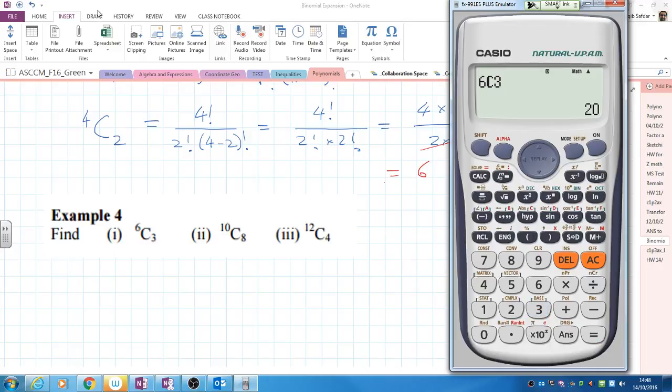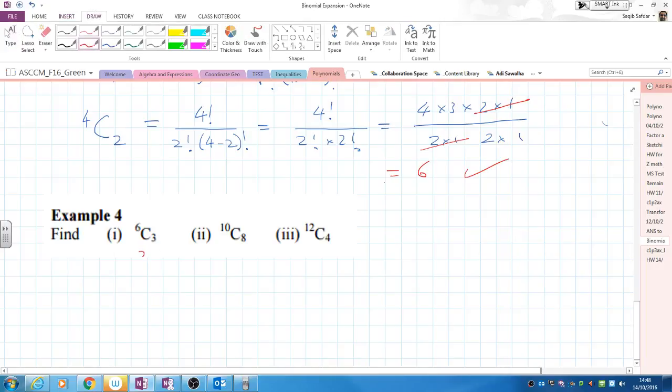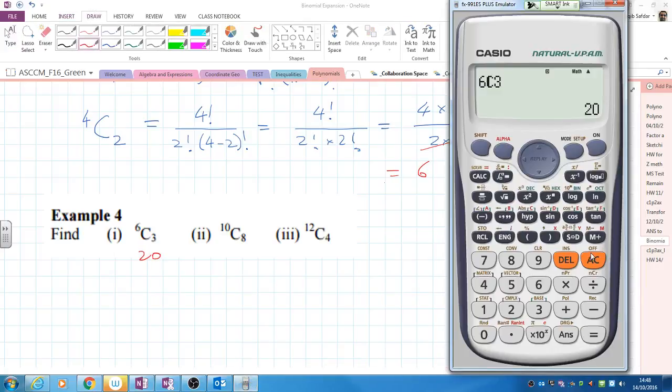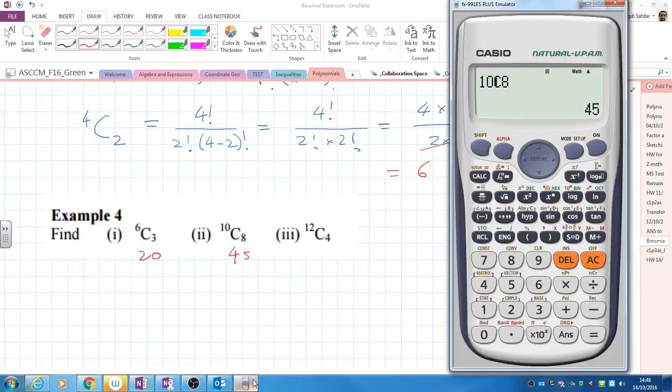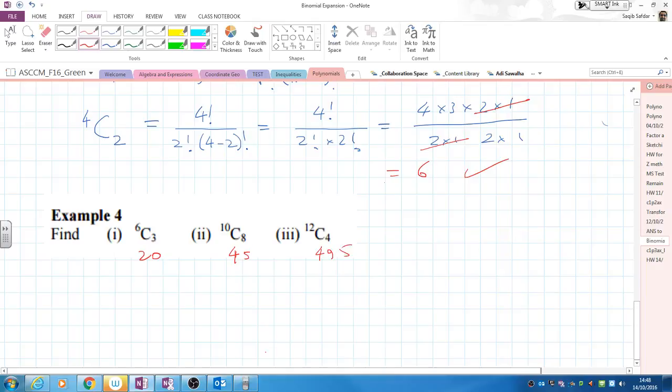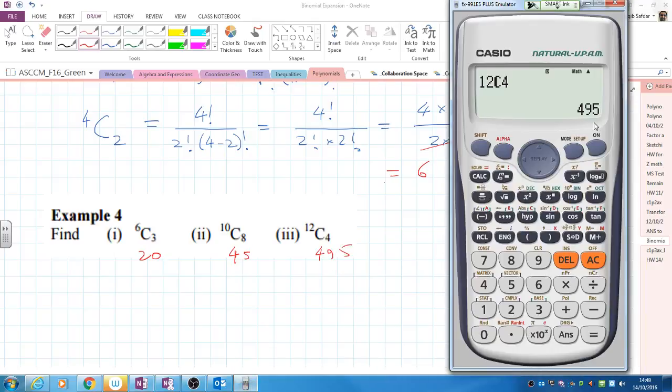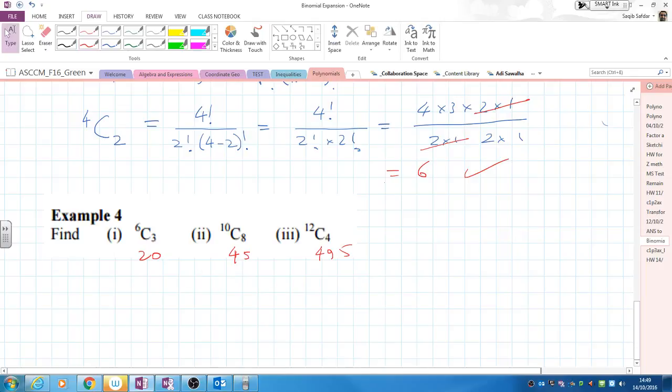Press equals. That gives us 20. So for the first one, we've got 20. For this next one we've got 10C8. That gives us 45. And then we've also got 10C4, and that gives us 495. Is that correct? Did I put 12? Yeah, 12C4 gives us 495. Okay. So that's just to show whether you've got the right answer or not.